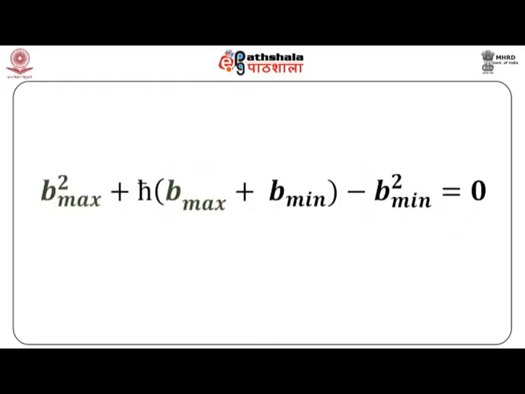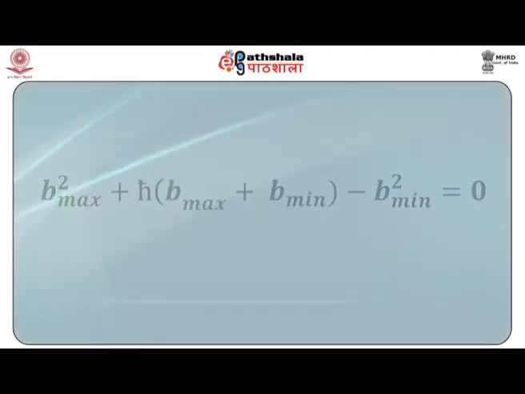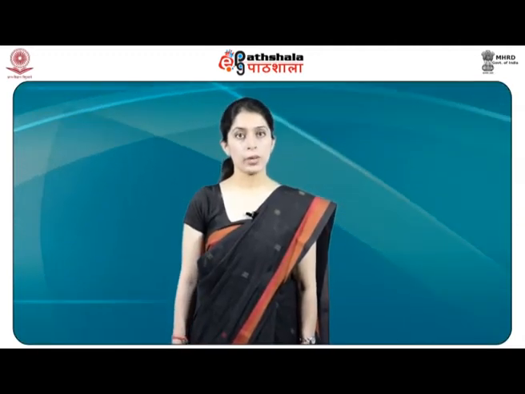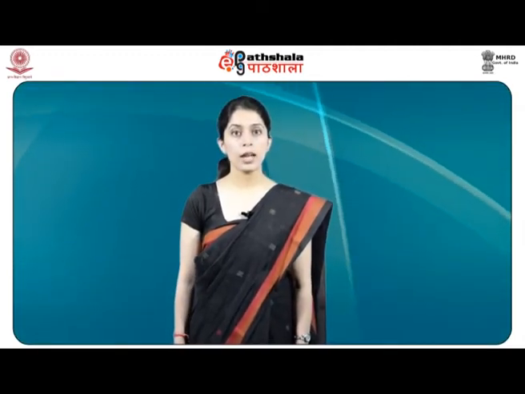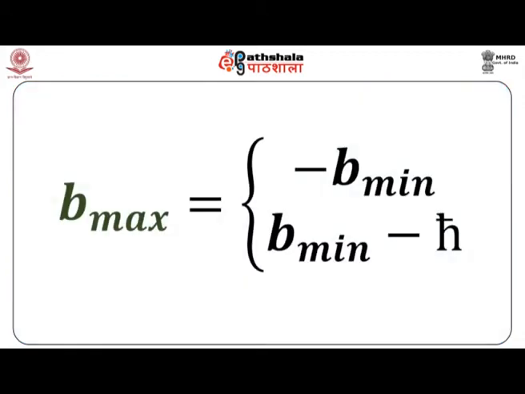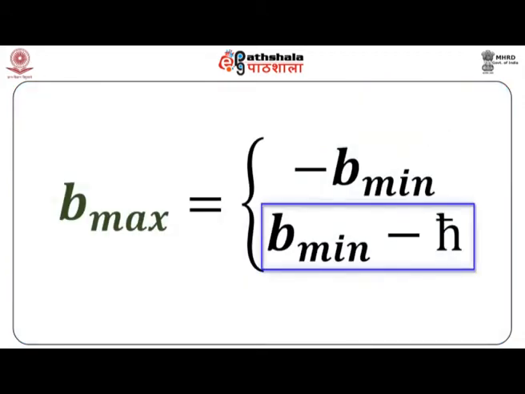Equating the two equations gives us the expression B max square plus ħ within brackets B max plus B min minus B min square equals to 0. Now this becomes a quadratic equation which is solved for the unknown B max, and this gives us two roots for B max: minus B min, and the second is B min minus ħ.